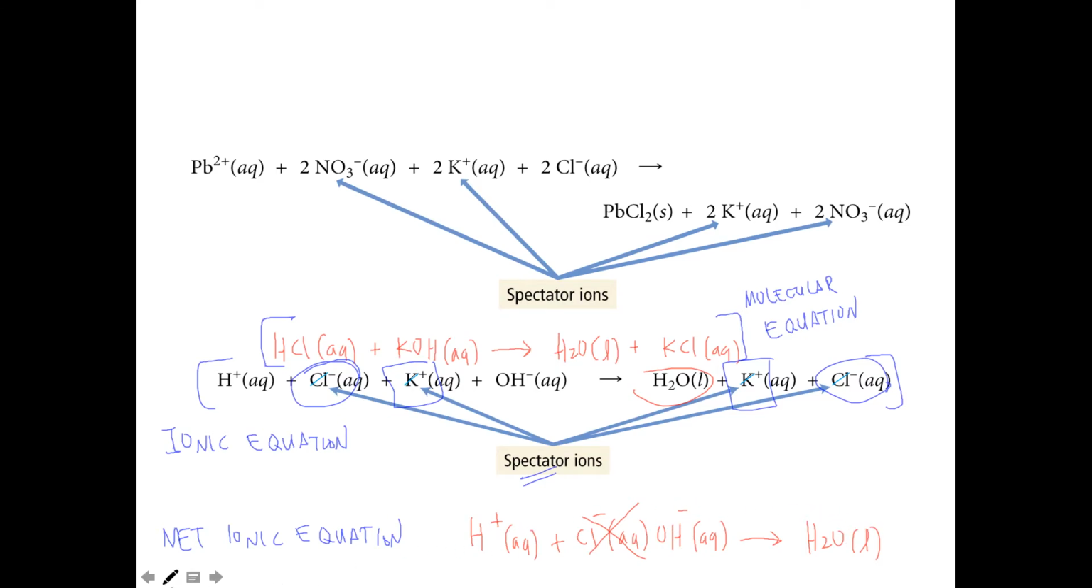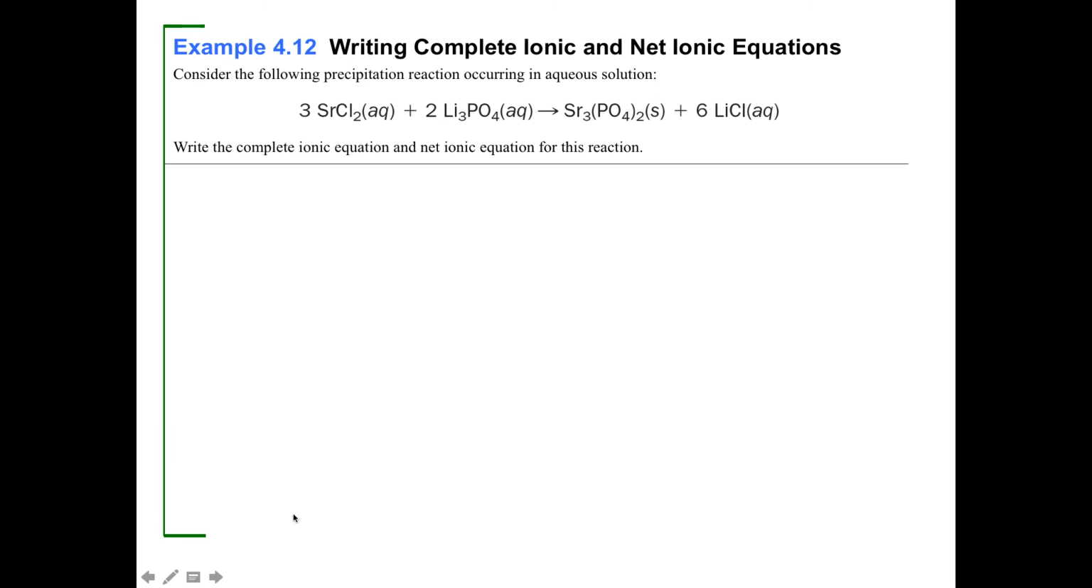And what do we call this kind of reaction? This is the net ionic equation, because we got rid of all the spectators. They're not interesting to us. Okay, so now let's practice this.